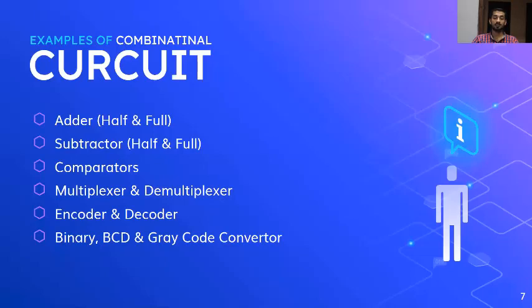And the last one is binary, BCD, and gray code converter. These are the converters that convert the code from binary to BCD, from binary to gray code, or from BCD to binary, or BCD to gray code. So these all are the examples of combinational circuits.